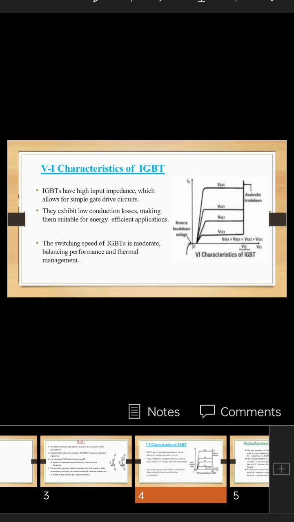The VI characteristics of IGBT. IGBTs have high input impedance, which allows for simple gate drive circuits. They exhibit low conduction losses, making them suitable for energy efficient applications. The switching speed of IGBTs is moderate, balancing performance and thermal management.